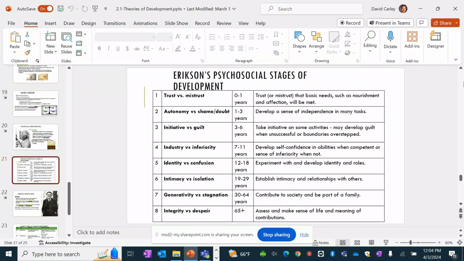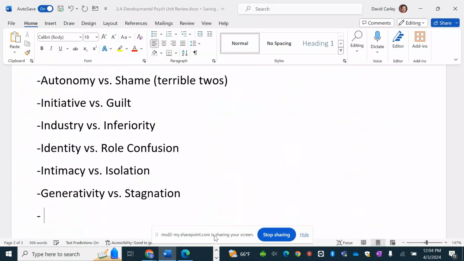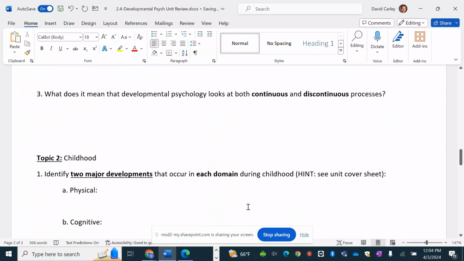Integrity versus despair. This makes sense of your life. This is what they call your golden years. You're really looking at what your contributions were. So that's how they all go. I kind of ran through basically what they look like.